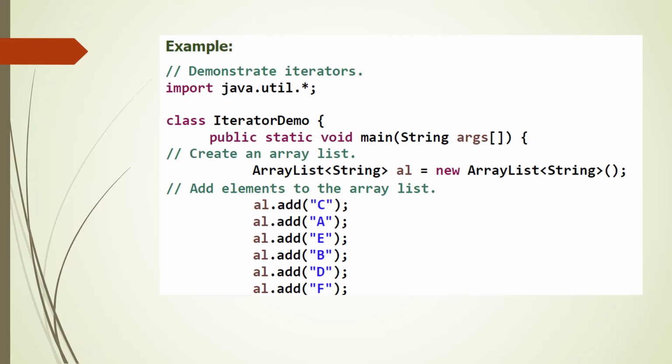It can be any size. When we add any element to the list, the memory will be allocated for that element. So after we create the AL object, using the add method, we can add elements to the list. AL.add, the first element is a string with character C. Then second, we are adding A. Then third, we are adding E, fourth B, fifth D, and sixth, to the array list, we are adding F.